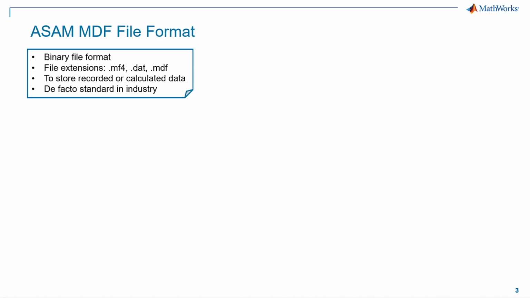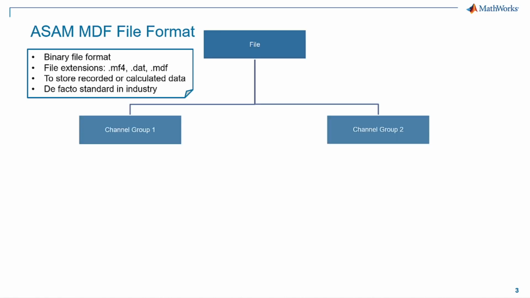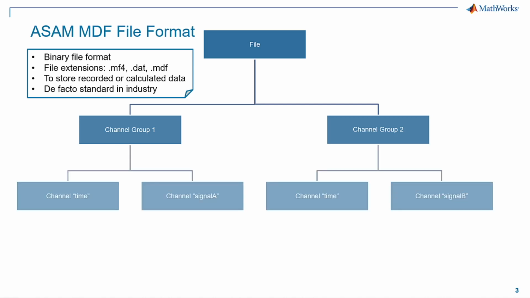Here is a simplified model that helps visualize its file structure. An MDF file contains a number of channel groups, where each channel group contains a number of channels. In most data logging scenarios, you would have a group of signals logged at a particular raster rate, so oftentimes the channel group would contain the time channel used as the synchronization basis for a group of signals or channels.